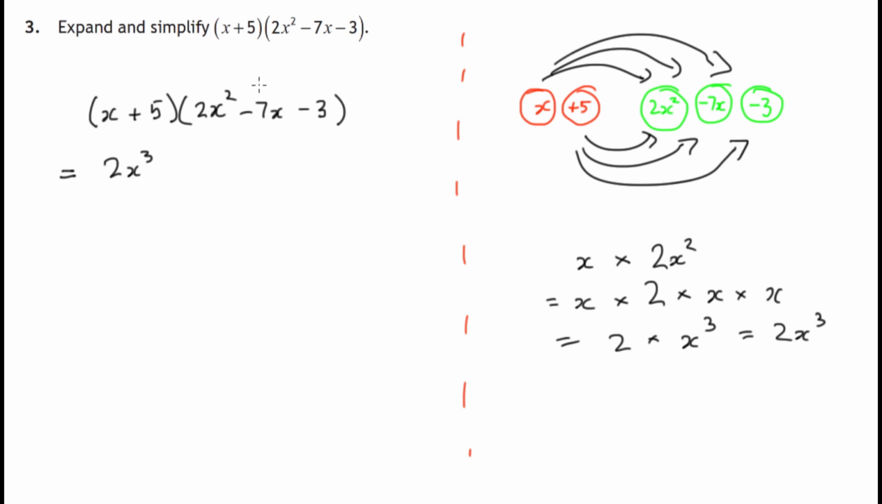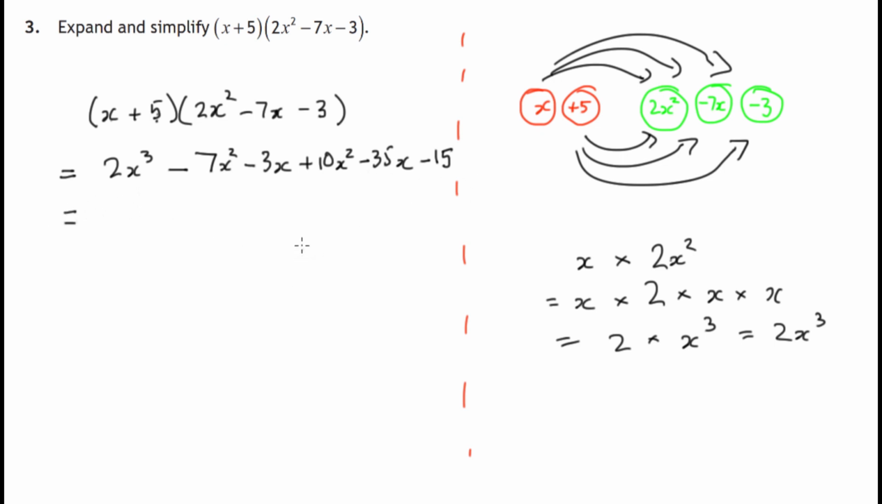Then we've got x times negative 7x. That's a negative answer. x times 7x would be 7x squared. Then we have x times negative 3. That's negative 3x. And we continue in this way. We have 5 times 2x squared. That's 10x squared. We have 5 times negative 7x. That's negative 35x. And finally, we have 5 times negative 3. That's negative 15.